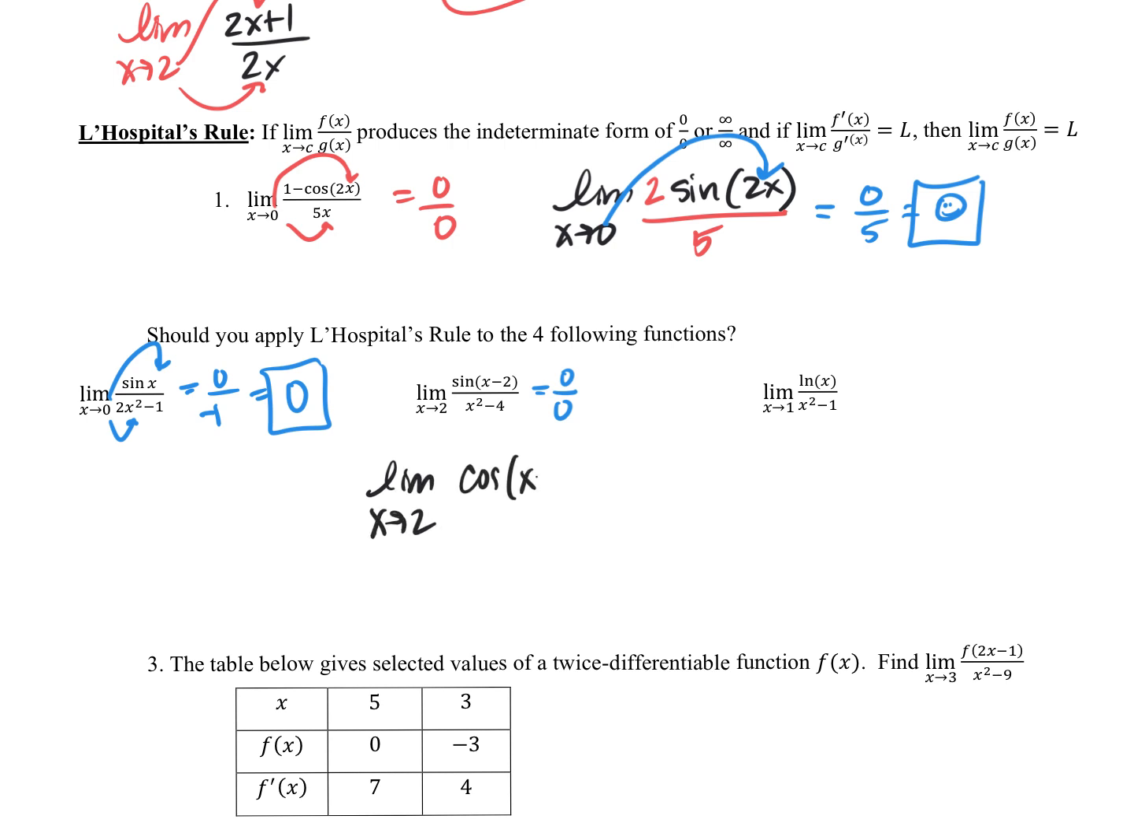Cosine of x minus 2 times the derivative of x minus 2. Just 1, right? So we don't have to worry about that. Over the derivative of the bottom? 2x. Well done. What happens when x is 2? Cosine of 0. 1 over 4, right? So this one is L'Hôpital's.